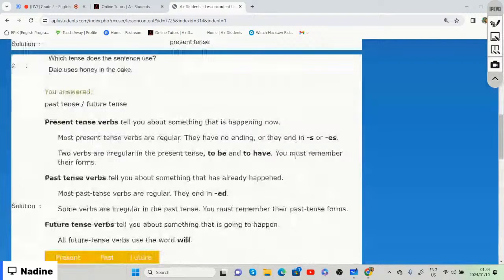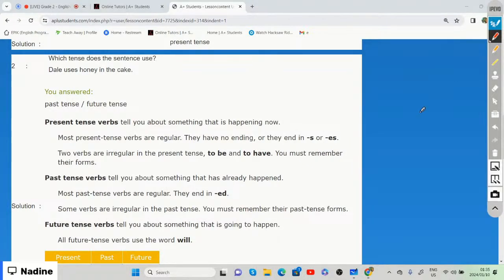And then, Dale uses honey in the cake. So Dale uses, the word uses, honey in the cake. Is that the present tense verb to show that it is happening now? Is it the past tense verb to show that it happened already? Or is it the future tense verb which shows that something is still going to happen?